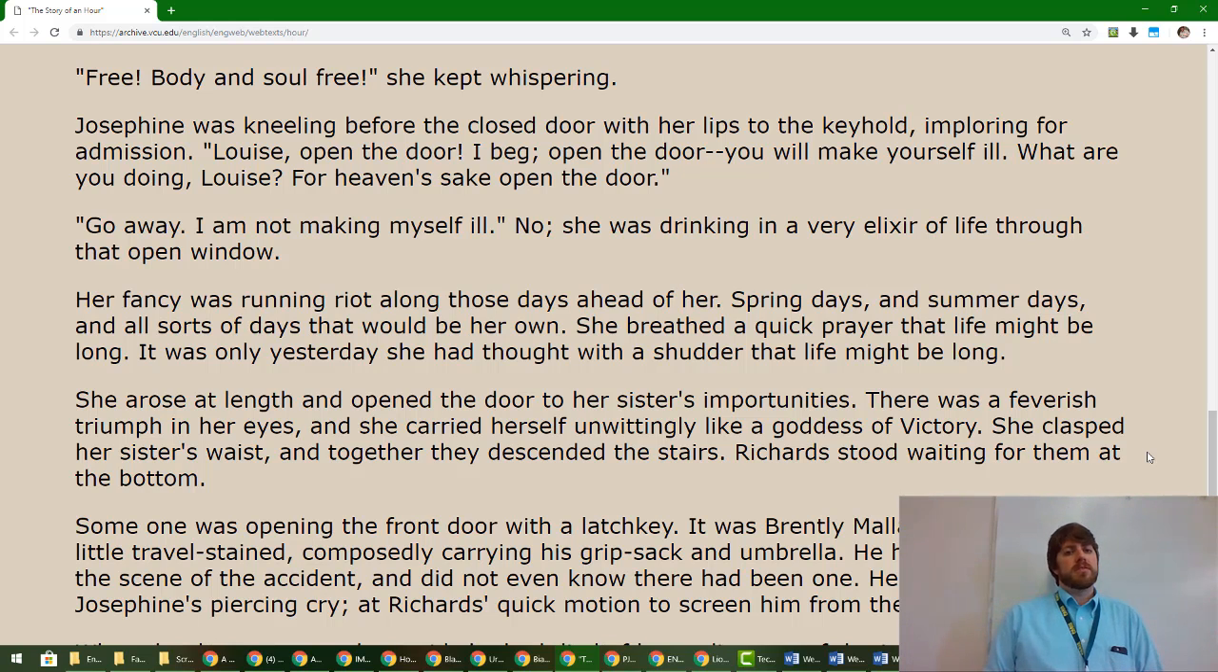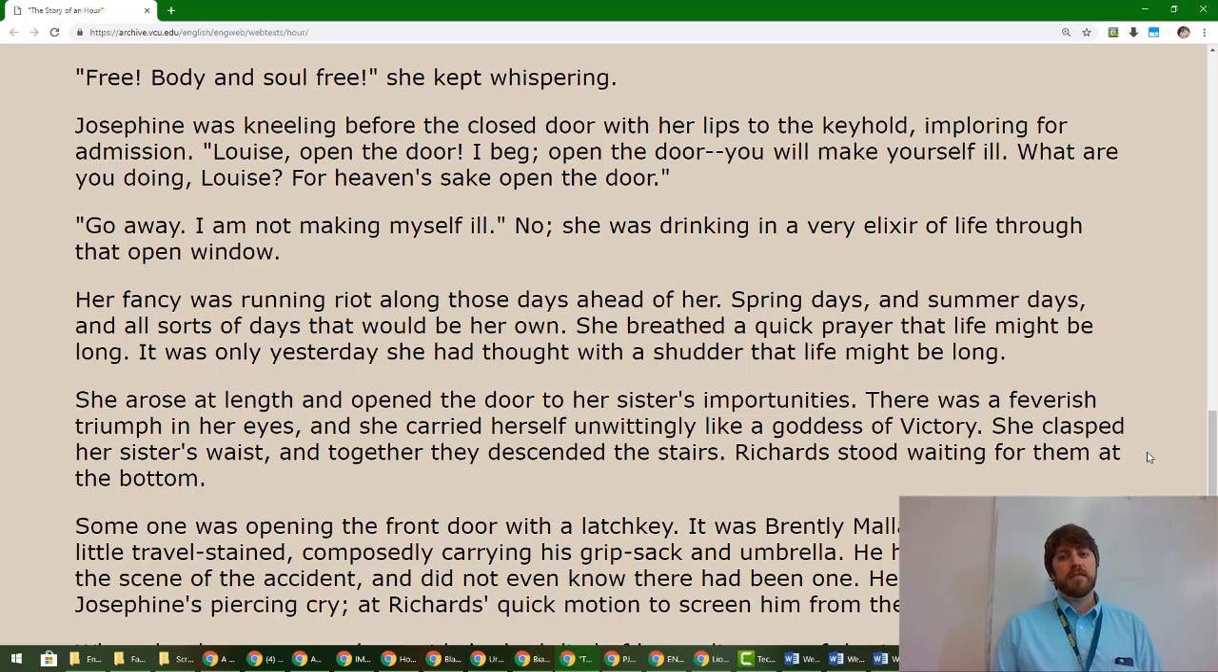Now Josephine was kneeling before the door, closed door, with her lips to the keyhole, imploring for admission. Louise, open the door. I beg, open the door. You'll make yourself ill. What are you doing, Louise? For heaven's sake, open the door. Go away. I am not making myself ill.